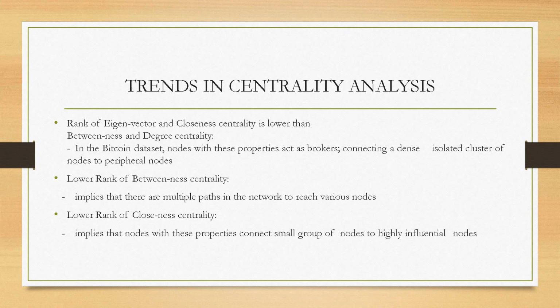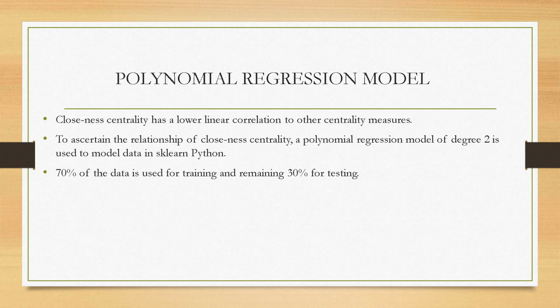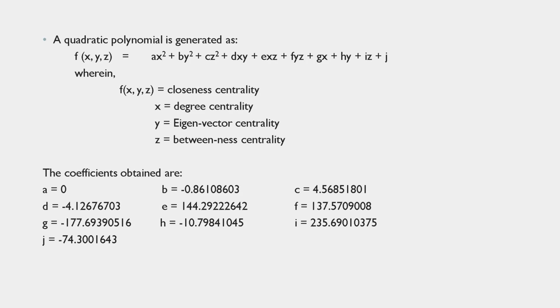Next, we developed a polynomial regression model using sklearn Python model toolkit. We could ascertain the relationship of closeness centrality, and this model uses degree 2, in which 70% of the data was used for training and remaining 30% for testing. So we came up with a quadratic polynomial wherein there are three variables x, y, and z. X for degree centrality, y for eigenvector centrality, z for betweenness centrality. And the function f of x, y, z gives the closeness centrality. And these were the various coefficients that we could obtain.